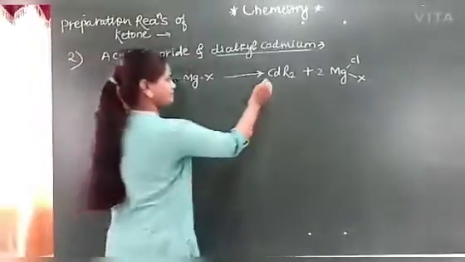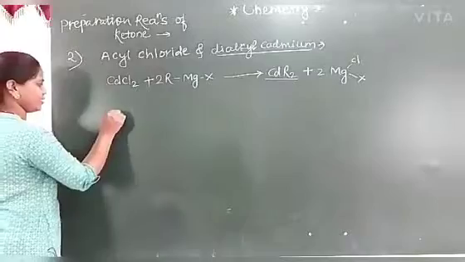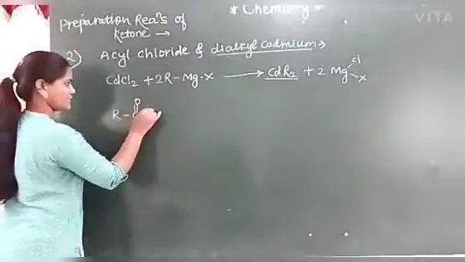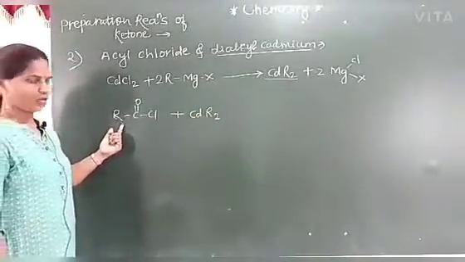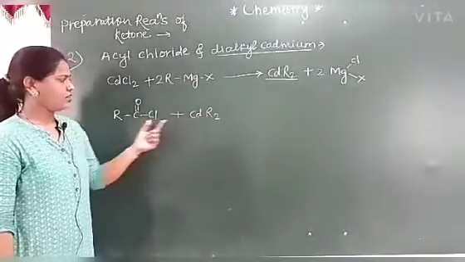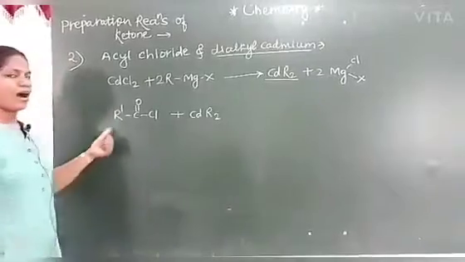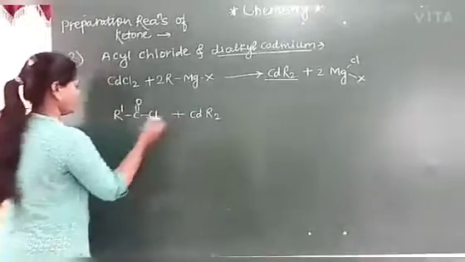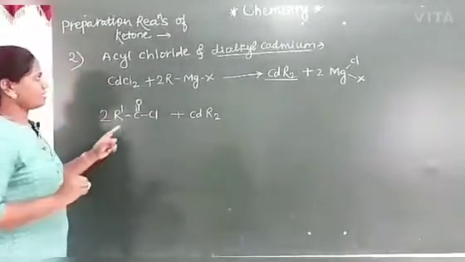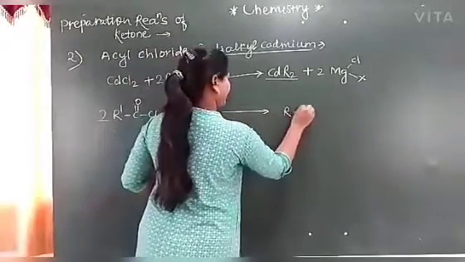Now this dialkyl cadmium reacts with acyl chloride. See here RC double bond O Cl plus CdR2. Now here also I have taken the alkyl group, here also an alkyl group is taken, so represent this in a different way. I have taken here R dash. Now this Cl and this cadmium, to balance this one we have to take 2 moles of acyl chloride. When they react with each other, then it will form the ketone.